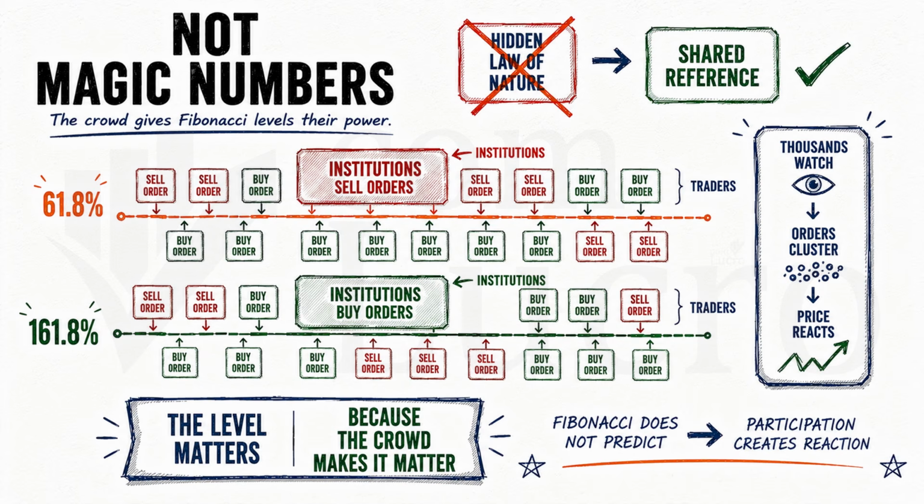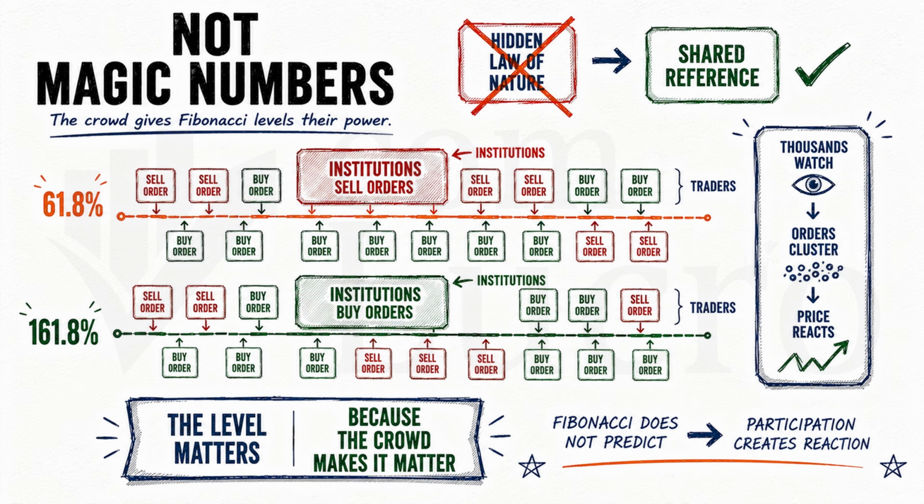Before we wrap up, here's what we want to make absolutely clear at ComLucro. Fibonacci levels are not magic numbers. They don't work because of some hidden law of nature, and no ratio, however precise, can predict the market on its own. What actually gives these levels their power is far simpler. Thousands of traders and major institutions are watching the very same 61.8% or 161.8%, and they position their orders around it. The level matters because the crowd makes it matter.